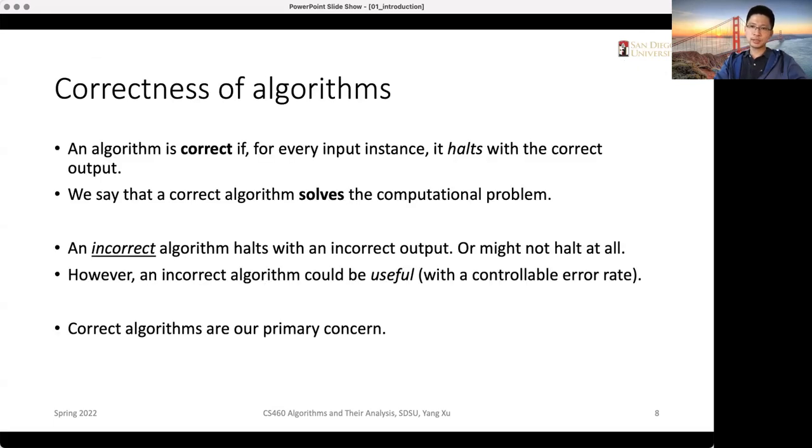So next, let's see another question. Do we consider finding the shortest path correct? Yeah, for the shortest path problem for a graph, I think there will be correct and incorrect algorithms for it.